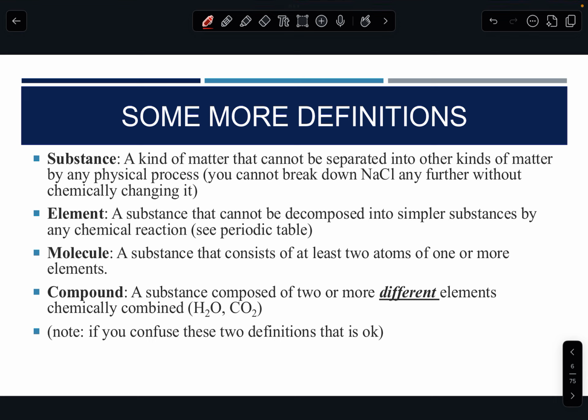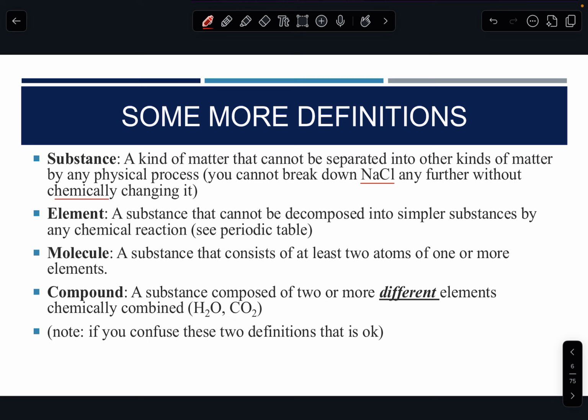We will define a substance. So a substance is something that can't be broken down into different kinds of matter. So you can't break sodium chloride down without chemically changing it. Sodium chloride, you cannot just punch it in order to break it into sodium and chlorine. You have to do chemistry to it in order to change it.